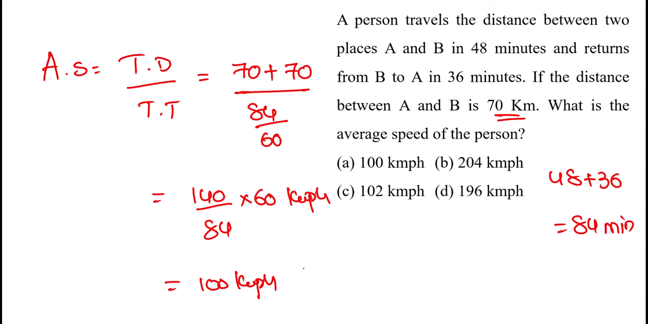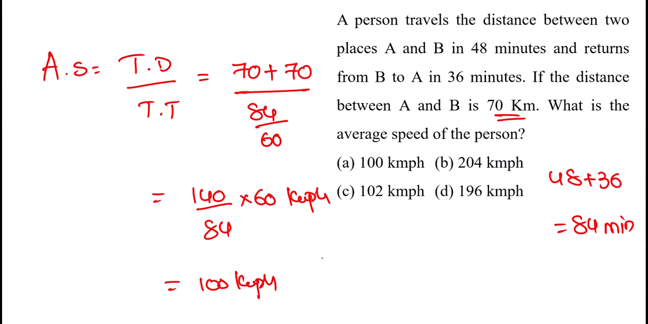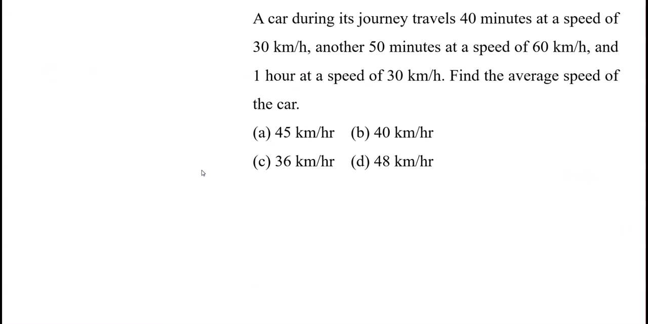Why, sir? 14 into 6 is 84. That's what. 14 10 times, 14 6 times, 6 10 times, you will get 100 kilometer per hour. Average speed is always total distance divided by total time. And this question also, they are asking average speed. Timing is given, not distance. So average speed is again total distance divided by total time.